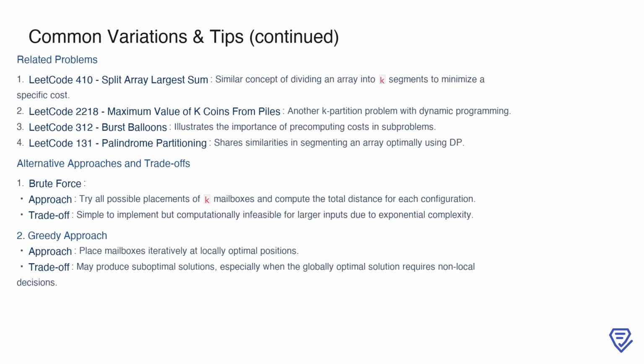When considering alternative approaches, brute force is the simplest. It involves trying all possible placements of k mailboxes and calculating the total distance for each configuration. However, this method is computationally infeasible for larger inputs due to its exponential complexity. Another option is the greedy approach, where you place mailboxes at locally optimal positions. While easier to implement, this method may fail to find the globally optimal solution, especially when non-local decisions are required.